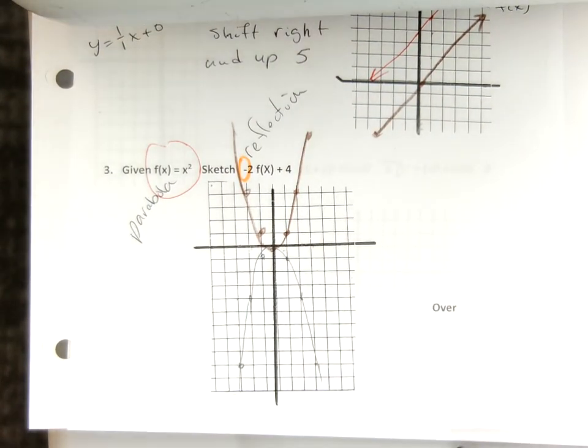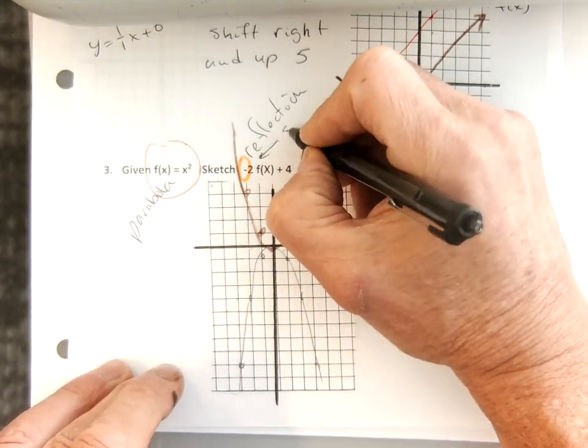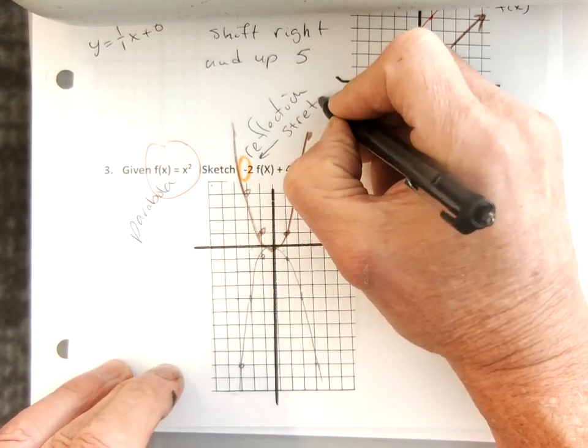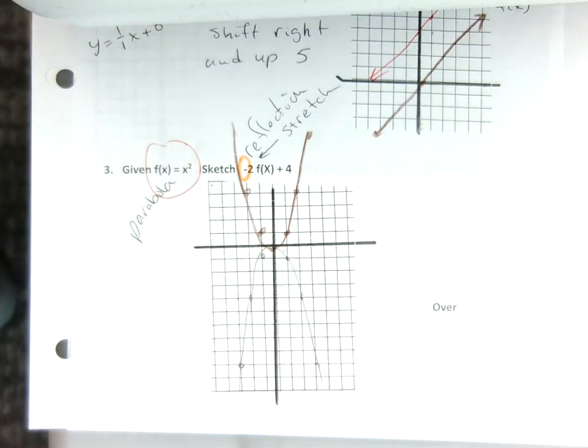Now, I'm going to make a stretch. So it's going to be twice as tall. Even though it's going down, I think it was twice as tall, right? So now, how do I make it twice as tall? It's the y values.